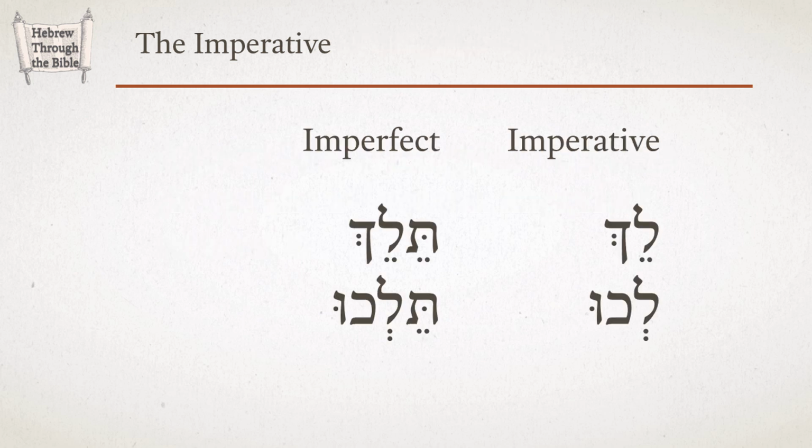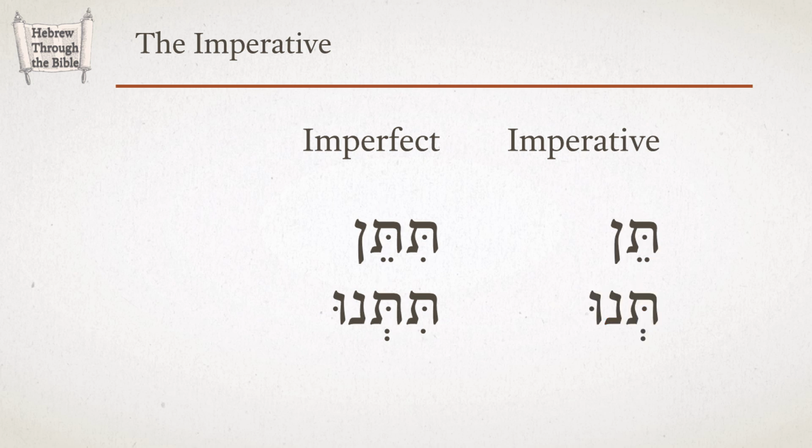Look at these forms of the verb halach, meaning to go or walk. The second person imperfect is telech, you will go. The command word or imperative is lech, go. The masculine plural imperfect is telechu, so the imperative is lechu, meaning go, spoken to a group of men.